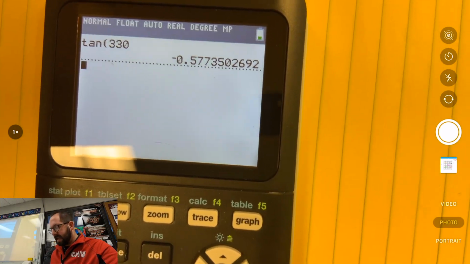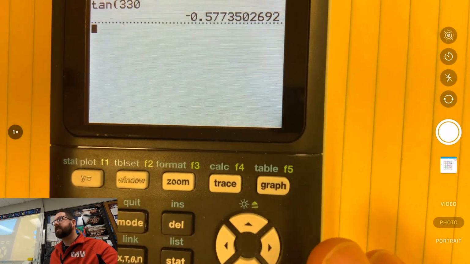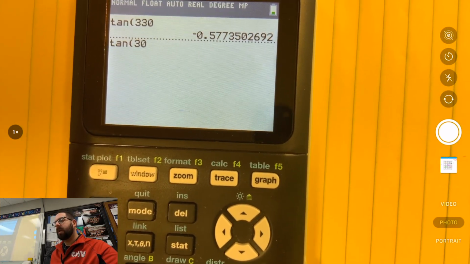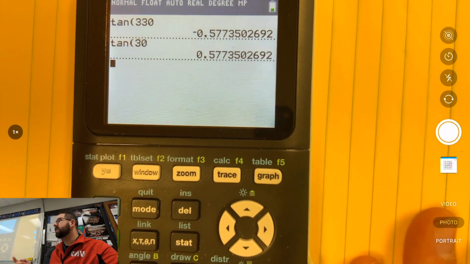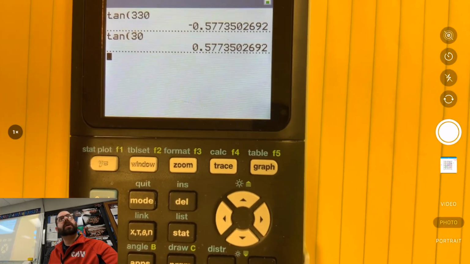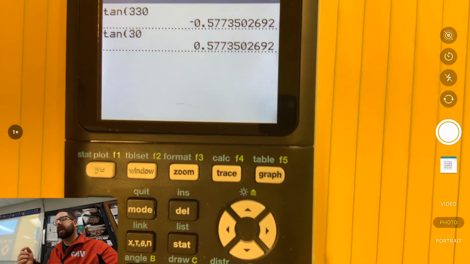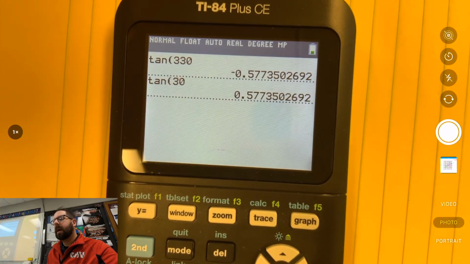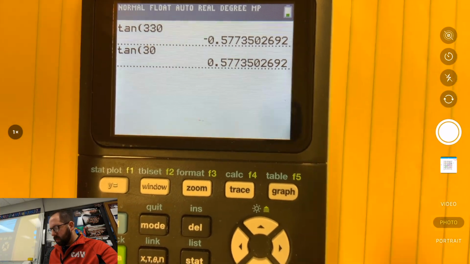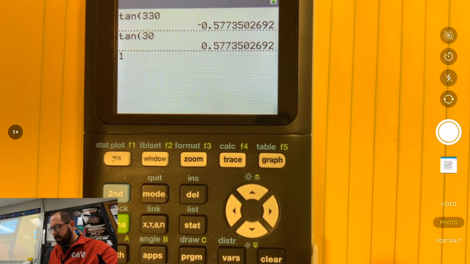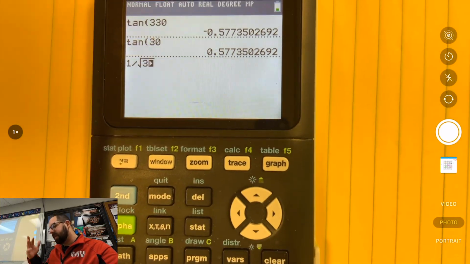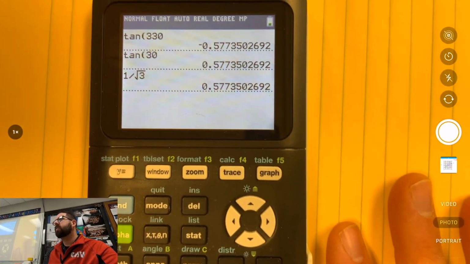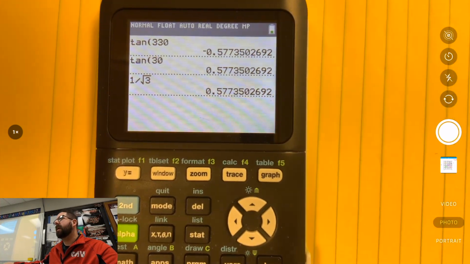If I typed in the tangent of 30, this should be the same because it's a reference angle. It should give you the same number, the same fraction. It just wouldn't be negative, right? It didn't realize you're in the fourth quadrant, so it didn't know to put a negative sign on it. Now, that's the same thing as 1 divided by the square root of 3, right? That was what we were just doing. If you put a negative sign out front, that's the same number. So I just want to show you that that's what it's actually doing behind the scenes.